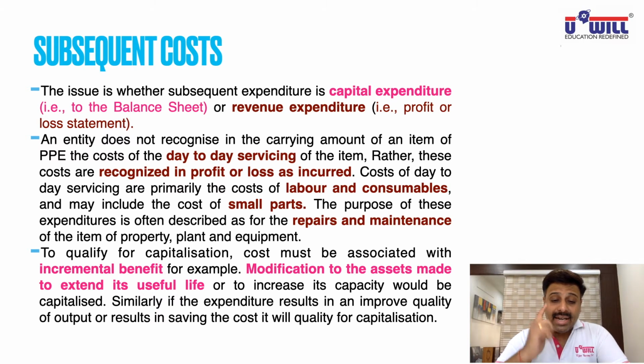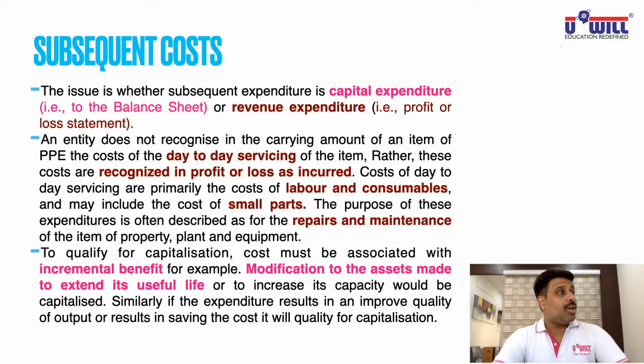To qualify for capitalization, the cost must be associated with incremental benefit. I told you, for example, modification of the asset may be made to extend its useful life. Just now I told you the example: you change the compressor of the asset, you're modifying that asset, you're putting the new compressor in the machine. So that is definitely going to increase the useful life of the asset as well as its efficiency. So modification to the assets made to extend its useful life or to increase the capacity would be capitalized. Similarly, if the expenditure results in an improvement in quality of output, or results in saving the cost, it will qualify for capitalization.